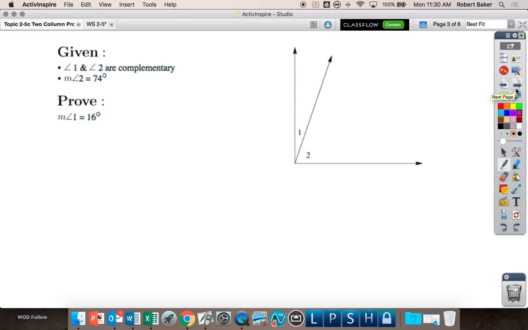I'll give you the option. Do you want to do the right angle or the straight line? This one? All right. Remember, you have to state it before you can use it. So, the first part of a two-column proof: make two columns.